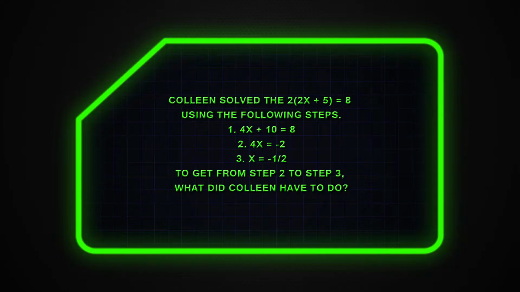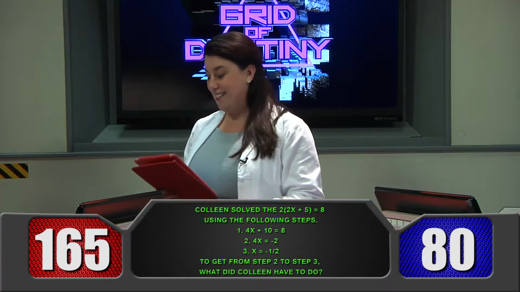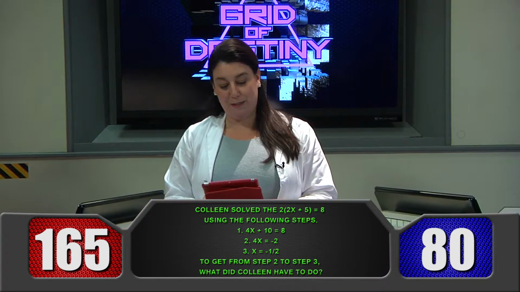Math 15. Colleen solved the equation 2 parentheses 2x plus 5 end parentheses equals 8 using the following steps. 1, 4x plus 10 equals 8. 2, 4x equals negative 2. 3, x equals negative 1/2. To get from step 2 to step 3, what did Colleen have to do? Red team? Divide both sides by 4. Yes, that is correct. Red team, your choice.